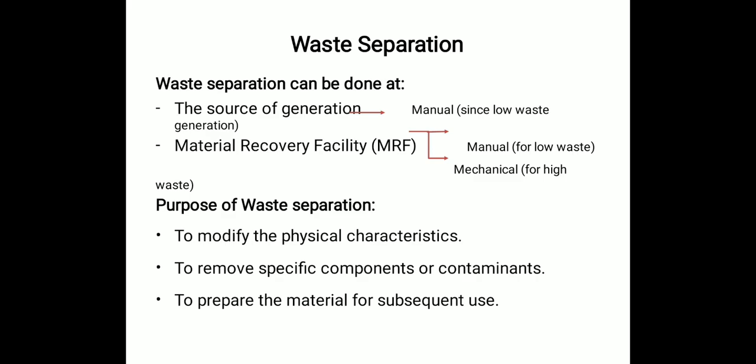If generation is very small, in that case we are going to use manual techniques for the recycling or recovery of some important material. Then what is the purpose of waste separation? Waste separation helps to modify its physical characteristics so that we can use the material for another purpose, and we can remove components or specific contaminants so that we can get a proper shape or uniform product. That's why, for its further reuse or recycling and recovery, waste separation is important.